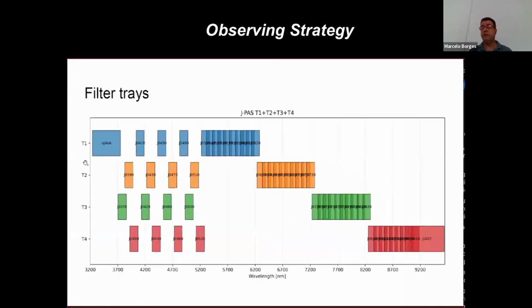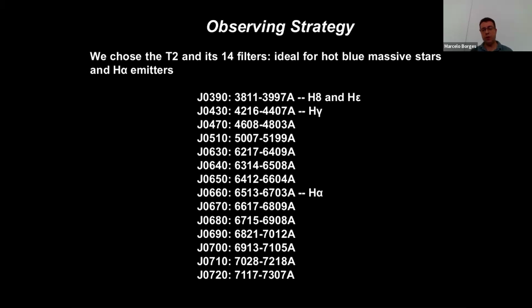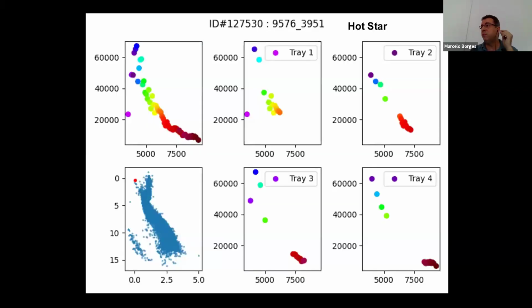And concerning the filter tray, we chose to use the T2 filter tray, okay? Because the T2 has 4 filters in the blue part and also 10 filters in the red part, covering the H-alpha region. So we think that the T2 is ideal for the identification of hot blue massive stars and also H-alpha emitters, okay? So we decided to check how hot and cold stars can be seen by T2. Alessandro did this exercise, and here I would like to show some plots.